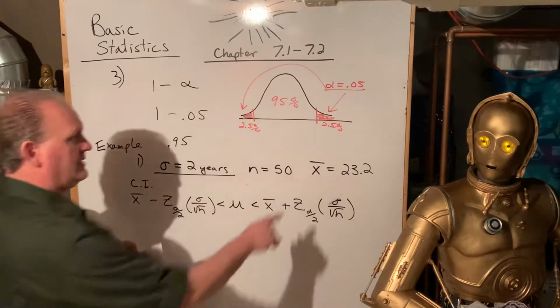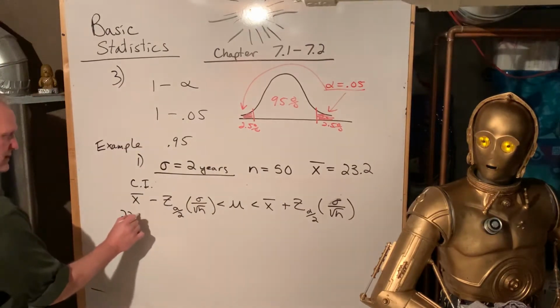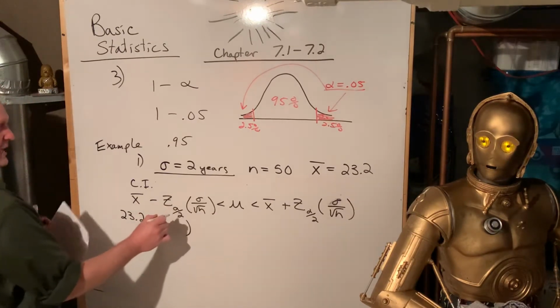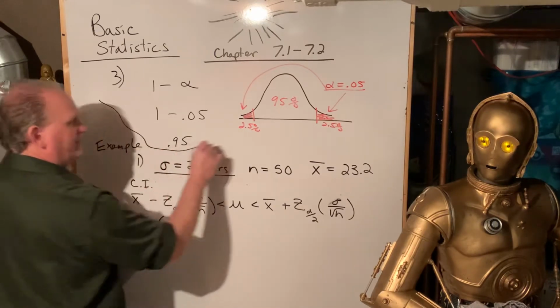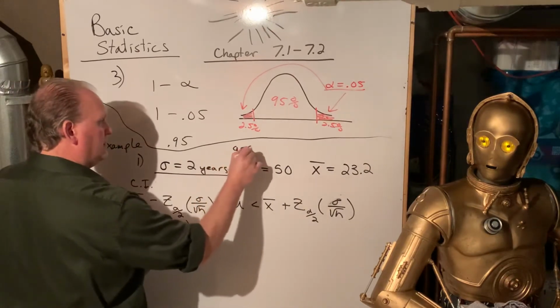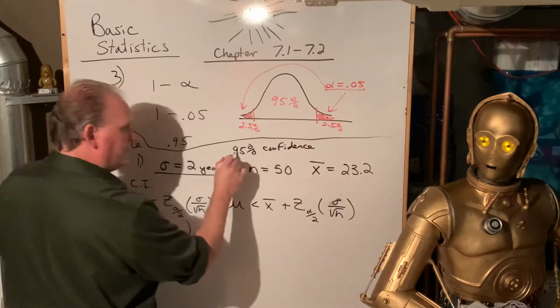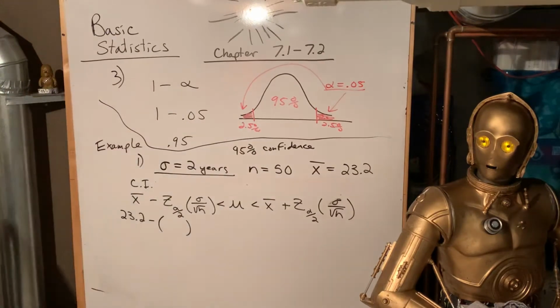Okay, so let's take a look then. Now they gave us x bar. That's 23.2, so we can put in 23.2 right there. Minus this alpha, we have to look up for 95%. So 95% confidence is what they wanted. And so we need a number for a z-score that goes with 95% confidence. And so here's what we're going to do. We're going to grab this chart, and I'll show you how to use it.